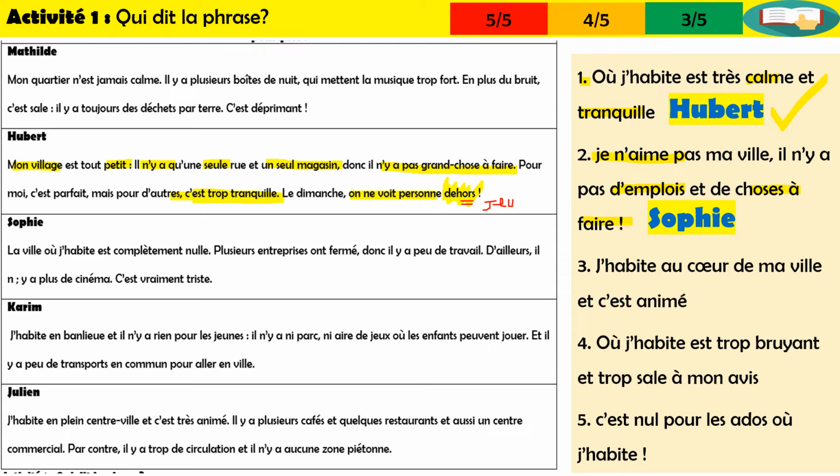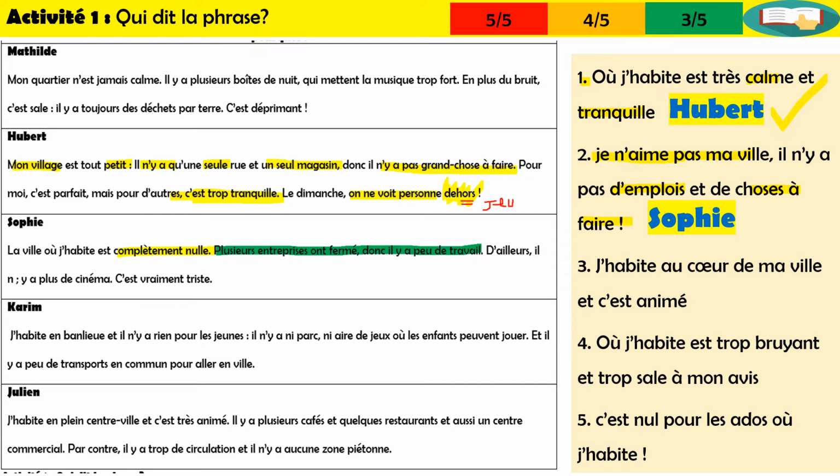So, we know she's negative because she starts with je n'aime pas ma ville. And here it says, là où j'habite est complètement nul. So she's negative straight away. What about there's no jobs? It doesn't say there's no jobs. It says this. Plusieurs entreprises ont fermé. Several businesses have shut. Therefore, there's little work, and that's how you get Sophie, guys. Excellent. All right, if you got those two, you've done well.